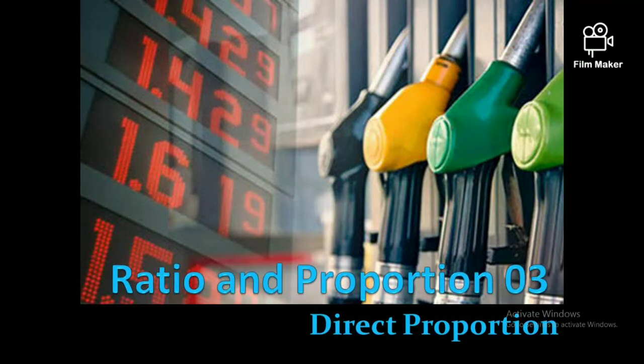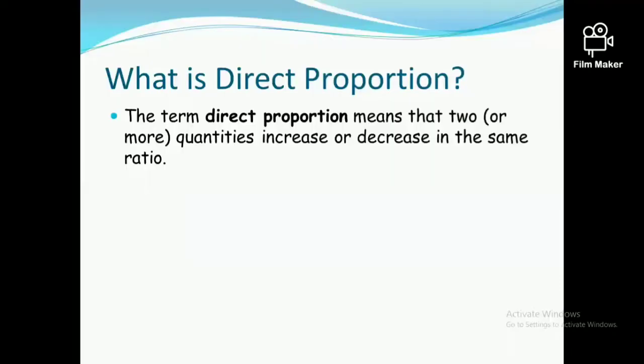This is the third video of the topic series Ratio and Proportion. In this video, we are going to discuss direct proportion. What is a direct proportion? The term direct proportion means that two or more quantities increase or decrease in the same ratio. That means in a relationship, if you increase the quantity of one fact, and the other fact also increases with that, we call it a direct proportion.